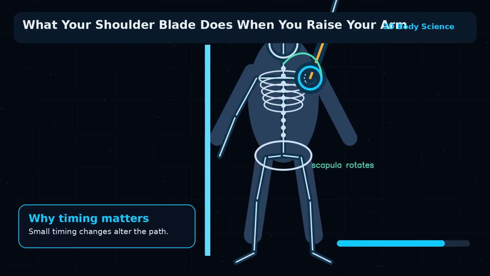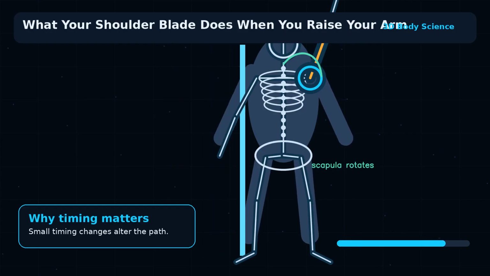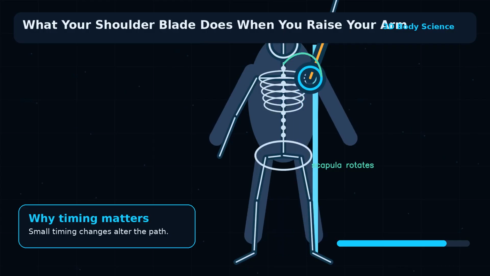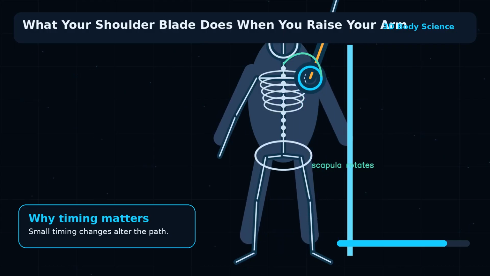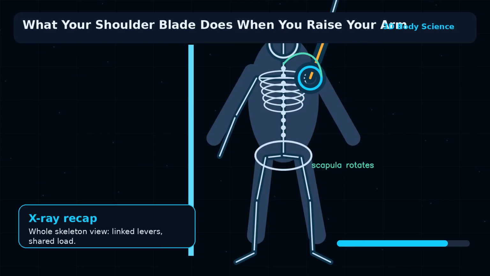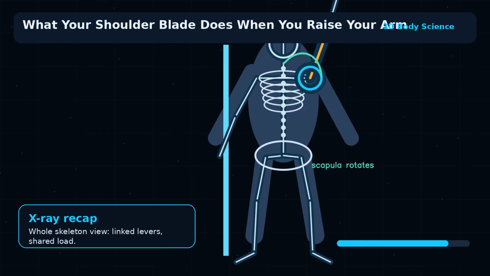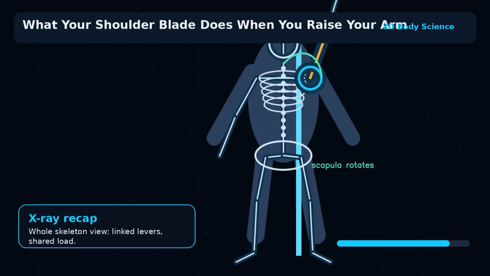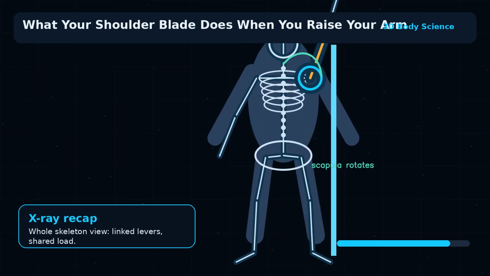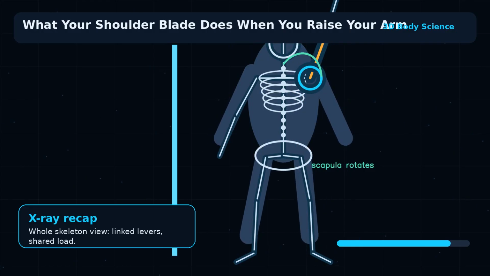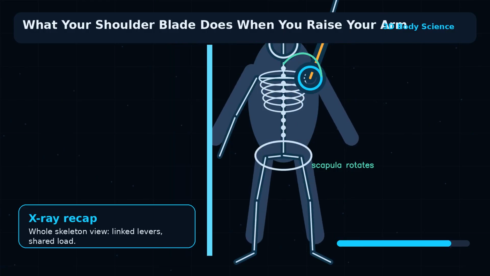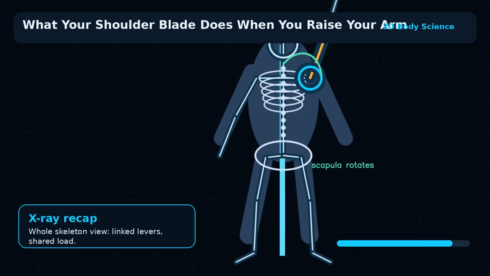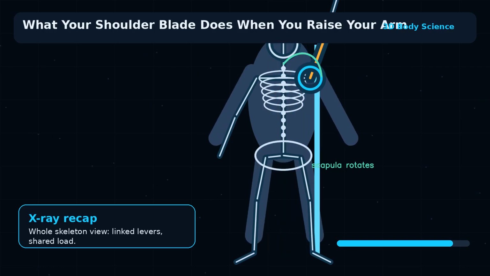One more way to think about this is to follow the line of force through the skeleton, instead of only looking at the body part that gets your attention. In what your shoulder blade does when you raise your arm, the highlighted bones are scapula, clavicle, humerus, shoulder socket, but they are never acting by themselves. The skeleton is always answering three questions at once. Where is the weight? Where is the next movement going? And which joint has to guide the transition?